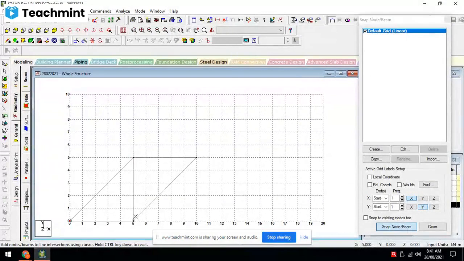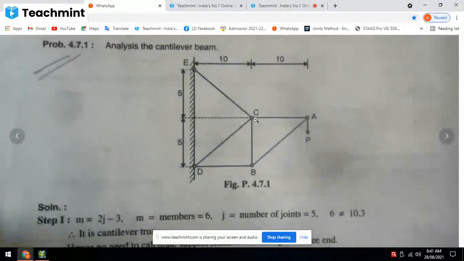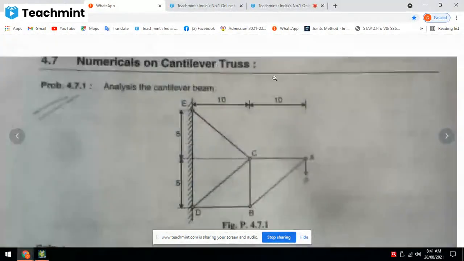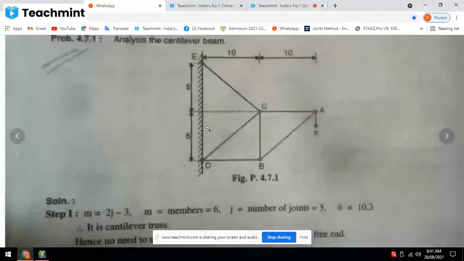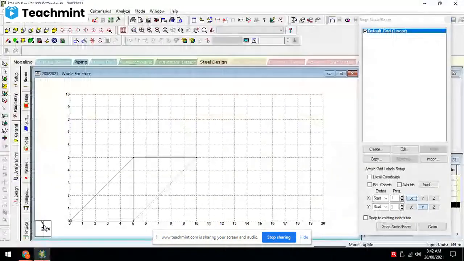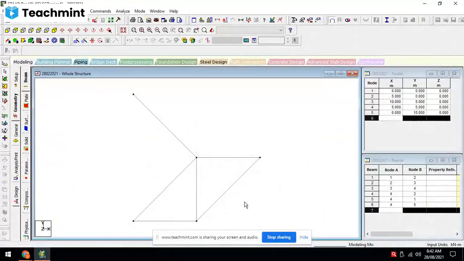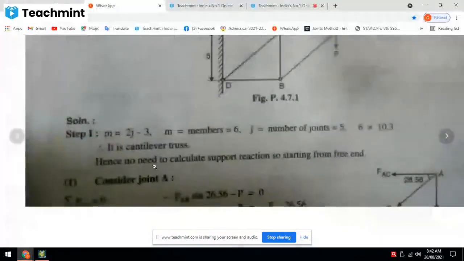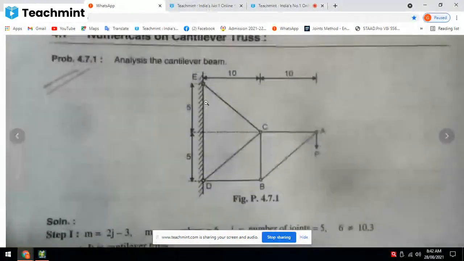Okay. And then this over. Then directly at 10 and vertical. There is no vertical line. Okay, ED is not a member, right? So this is the truss. ED is not a member, remember. For this truss, ED is not a member. E is the fixed end, D is also a fixed end, that is a cantilever truss.